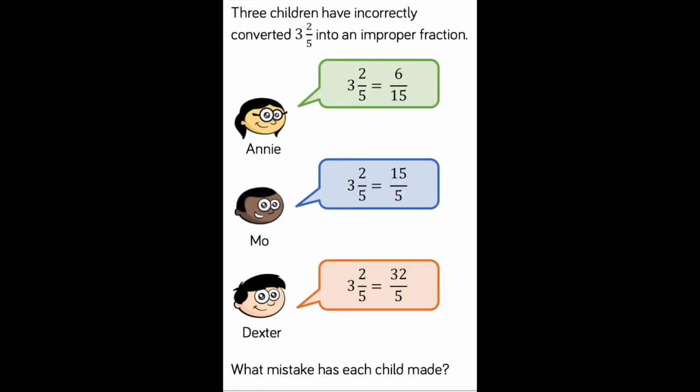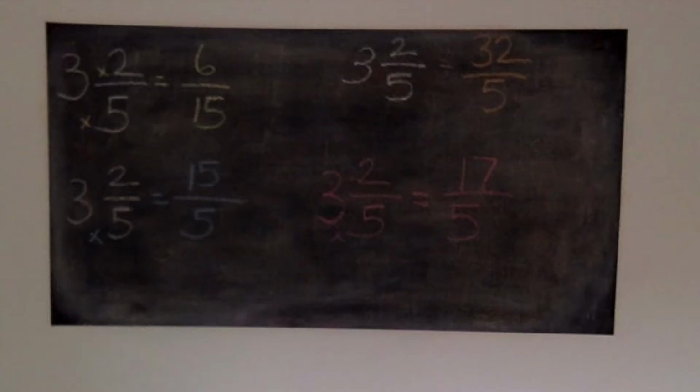Well done if you got the fluency questions correct. We're going to move on to talking about yesterday's challenge. So first of all, Annie. Now, she multiplied both the numerator and the denominator, so that was incorrect. Mo multiplied the denominator but forgot to add his numerator, and Dexter just put his whole number next to the numerator. So actually you should see that the answer they should have got is 17/5 as the improper fraction. Well done if you got that right.